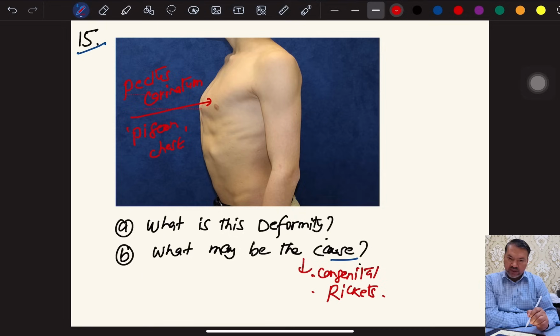Okay, so pectus carinatum. Now another condition which is actually not similar, but it is a deformity of the sternum, and that is called pectus excavatum. That means the sternum is depressed inside, and this is also known as funnel chest. So sometimes that type of picture is shown to you, and they will love to ask that type of question.